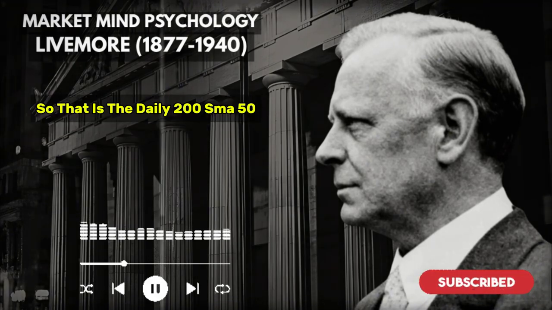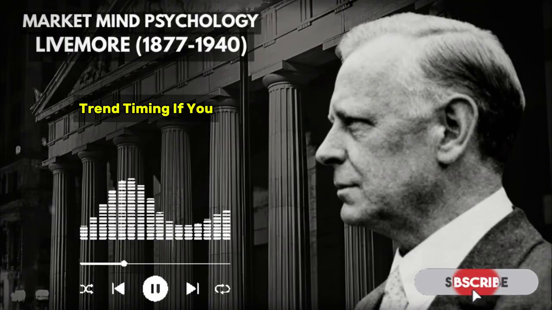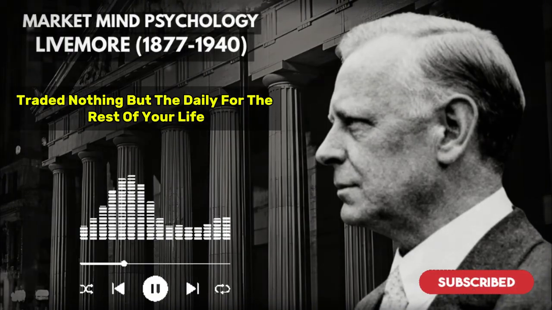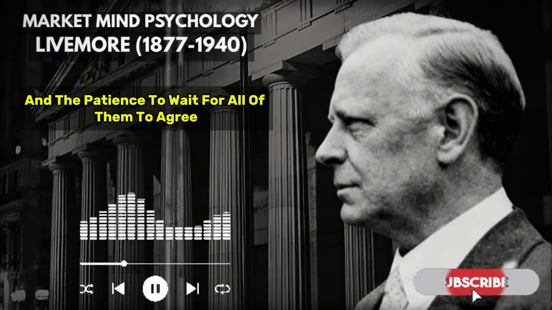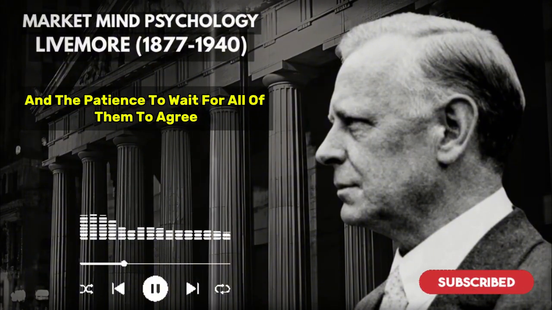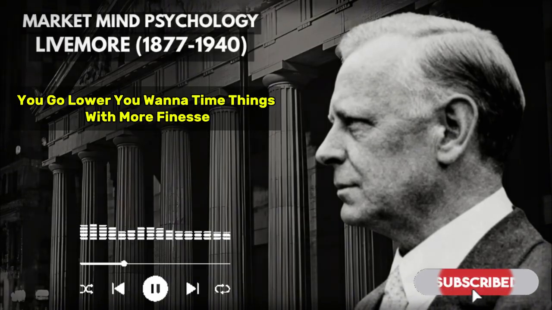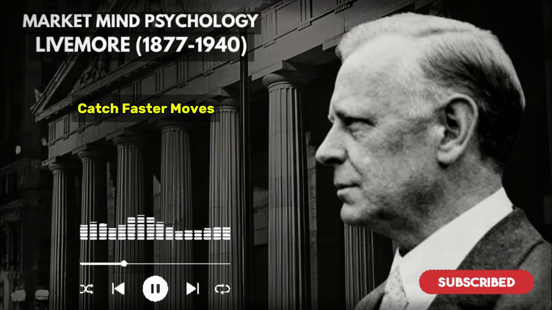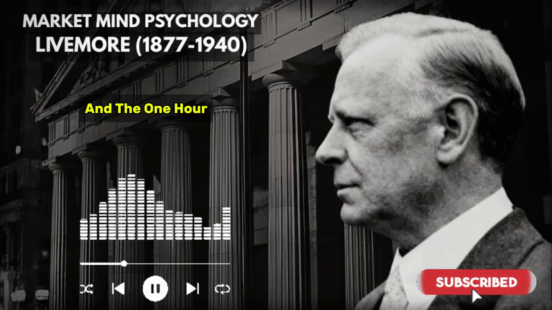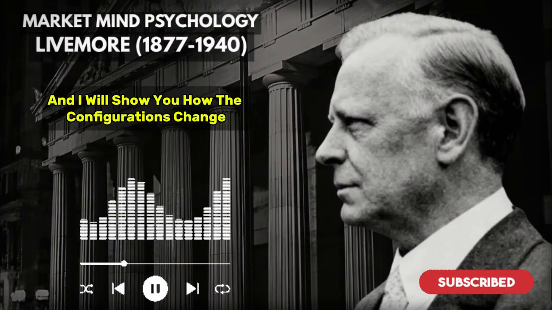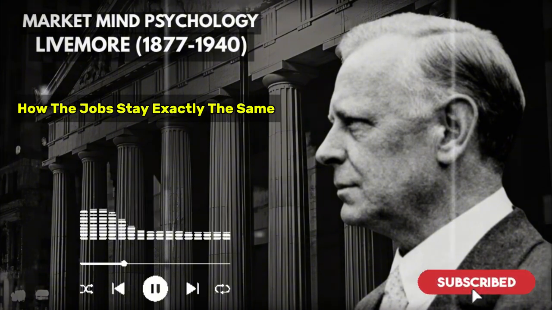So that is the daily: 200 SMA, 50 SMA, 20 EMA, tide, trend, timing. If you traded nothing but the daily for the rest of your life, you could do a lot worse than those three lines and the patience to wait for all of them to agree. But most of you do not trade only the daily. You go lower. You want to time things with more finesse, catch faster moves. So let us go down one floor to the 4-hour and the 1-hour, and I will show you how the configurations change and, more importantly, how the jobs stay exactly the same.